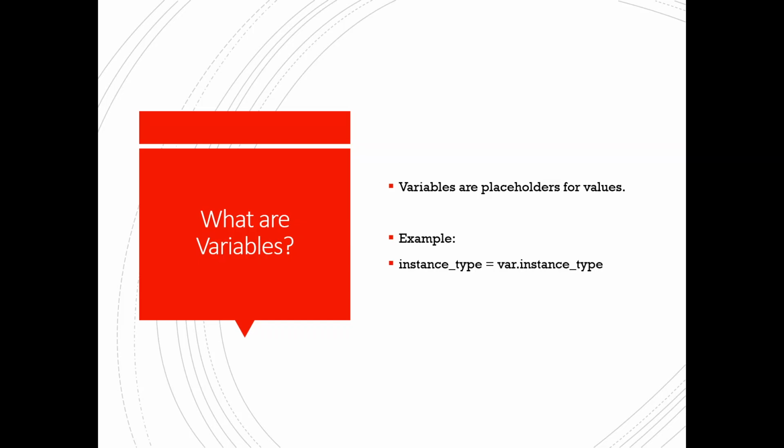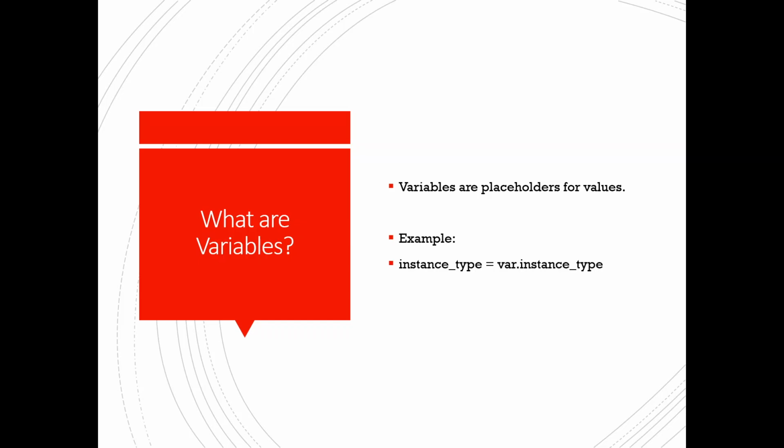A variable is simply a placeholder for a value. So instead of hard coding something like instance type to t2.micro directly in our code, we can define a variable and refer to it using var.instance_type. This makes our code flexible and reusable.